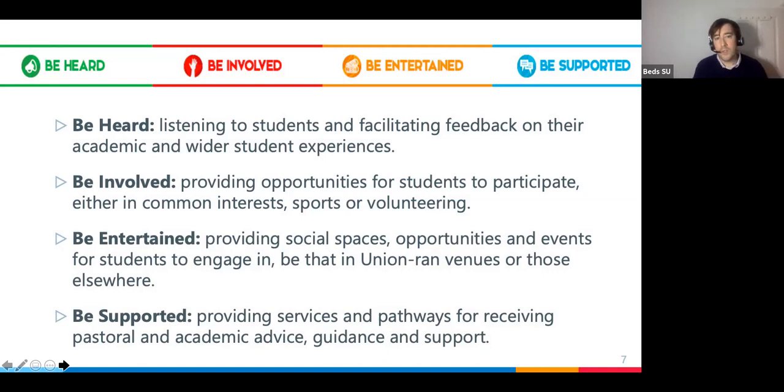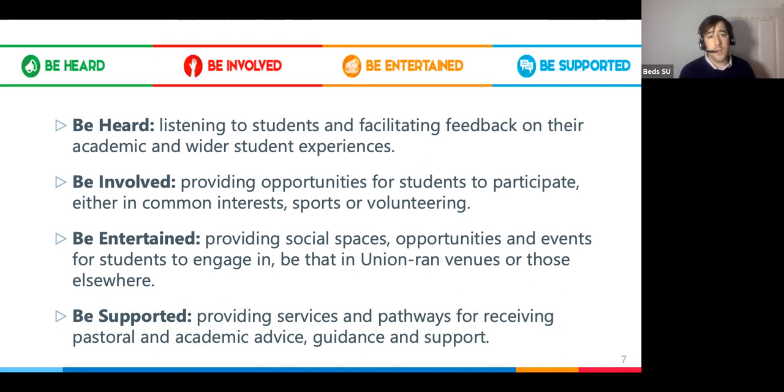Within the Students' Union, we separate our activities into 4 kind of umbrella areas. So we have 4 key themes. We call them be heard, be involved, be entertained, and be supported. These all align with those 3 activities that I just mentioned.